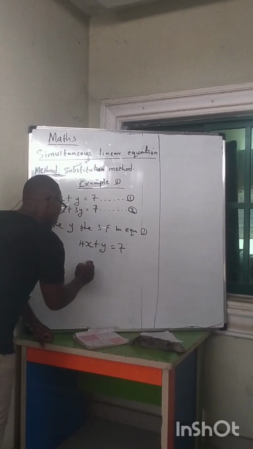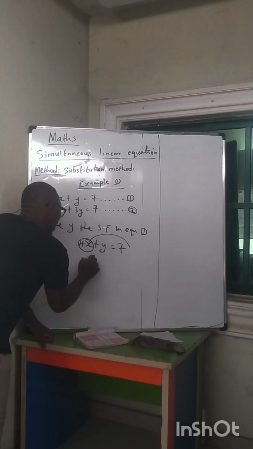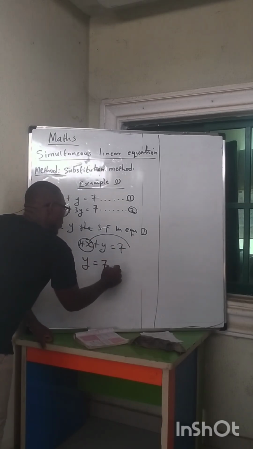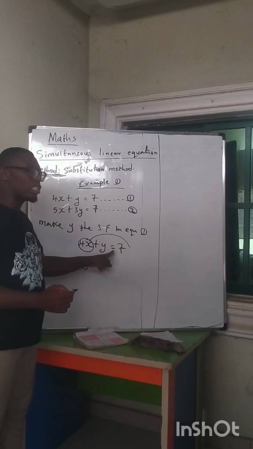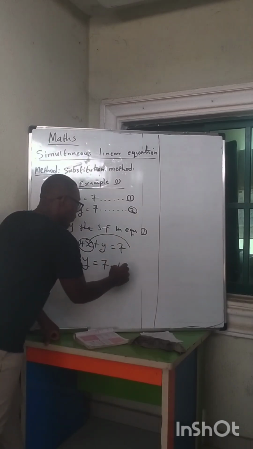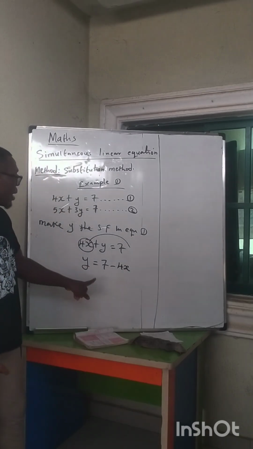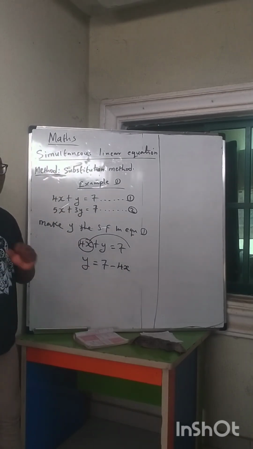So we have it this way. Transferring this 4x over to this side, y is equal to 7. This 4x crossing over this equality sign will now become what? Minus 4x. So we have succeeded in making y the subject formula.